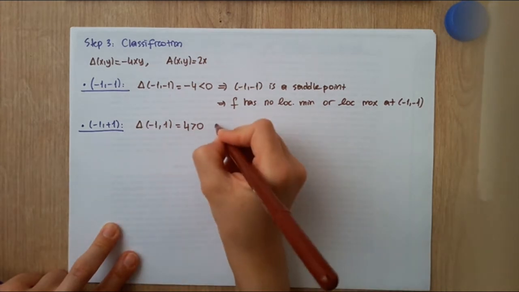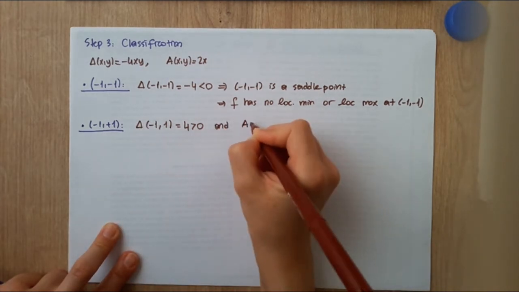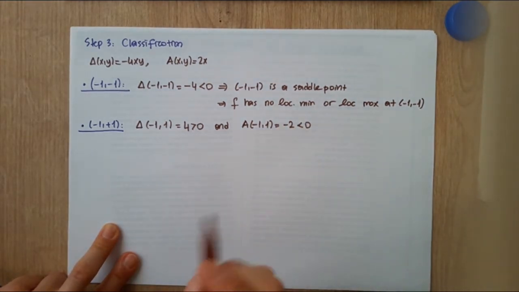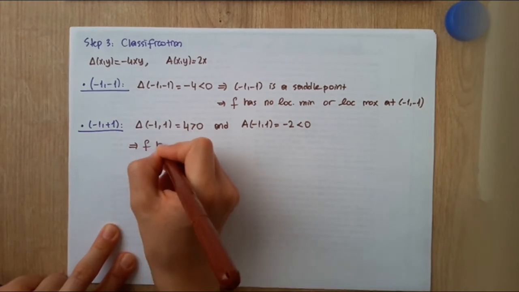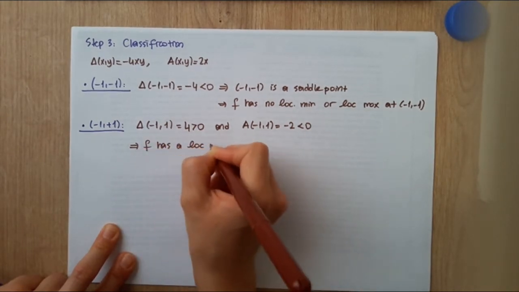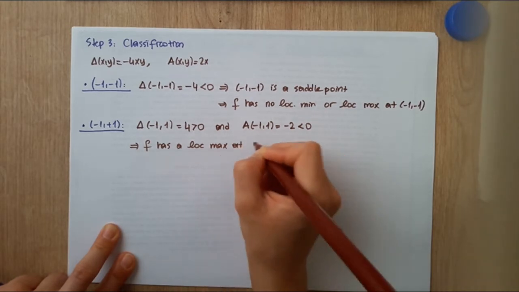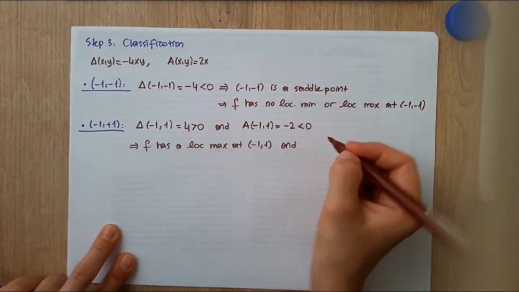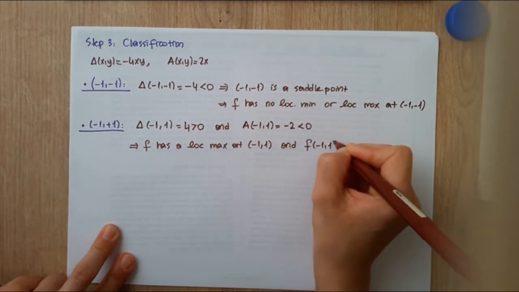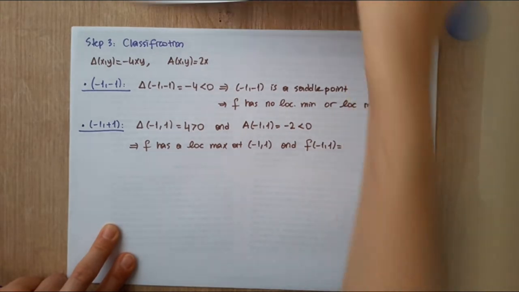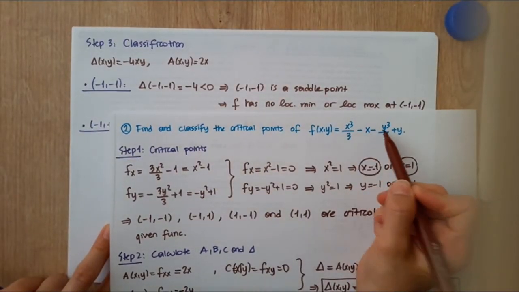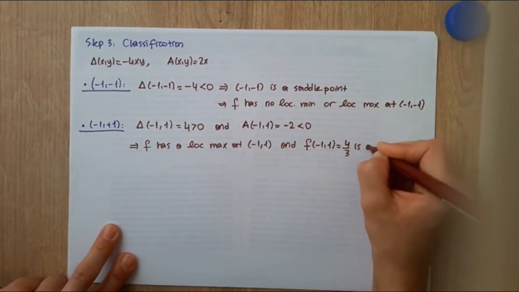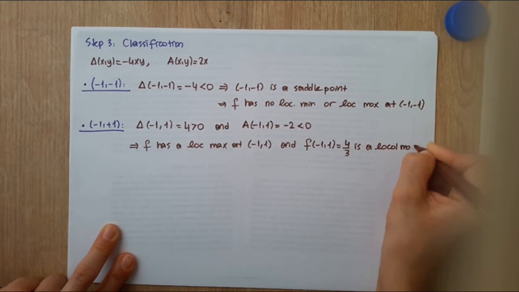If you have a positive value, you should look at the sign of A here. A at (minus 1, 1) is minus 2, which is less than 0, right? So it says that f has a local maximum at (minus 1, 1), and the value of this local maximum is f of (minus 1, 1). You can obtain the result just by substituting minus 1 and 1 here. Then the result will be 4/3, the local maximum value.